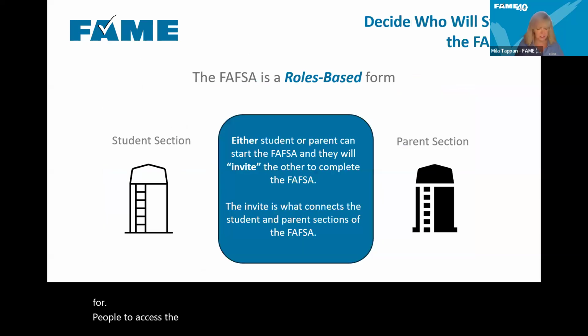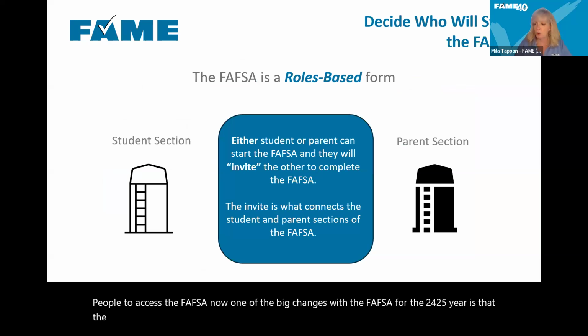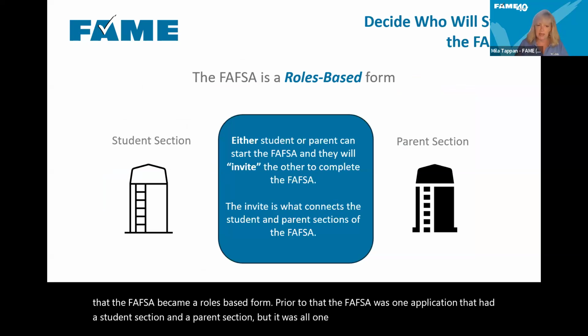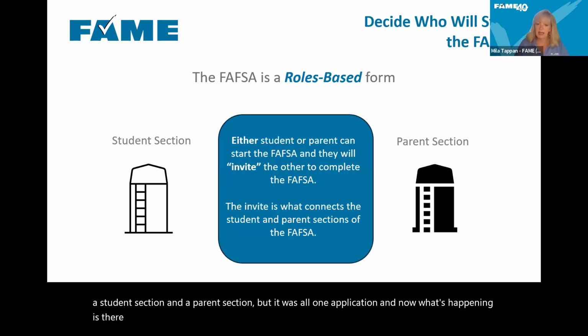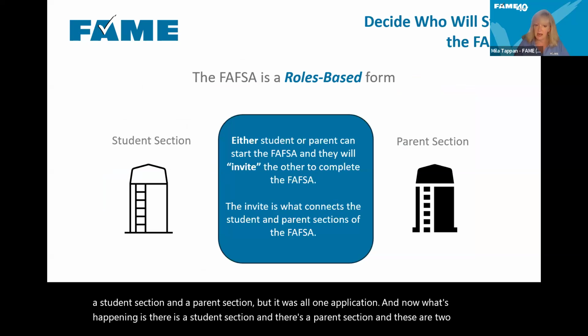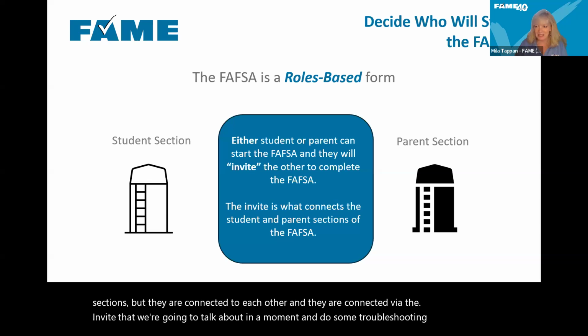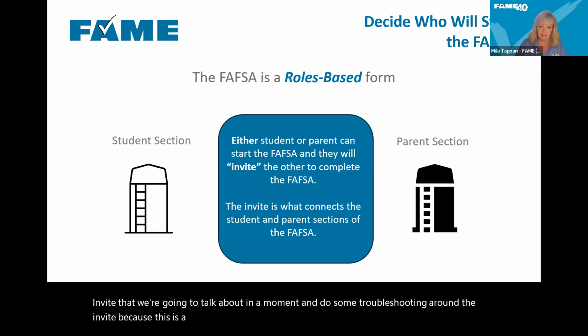Now, one of the big changes with the FAFSA for the 24-25 year is that the FAFSA became a roles-based form. Prior to that, the FAFSA was one application that had a student section and a parent section, but it was all one application. Now there is a student section and a parent section. These are two separate sections, but they are connected to each other. And they are connected via the invite that we're going to talk about in a moment and do some troubleshooting around, because this is a problematic piece in some cases, okay?